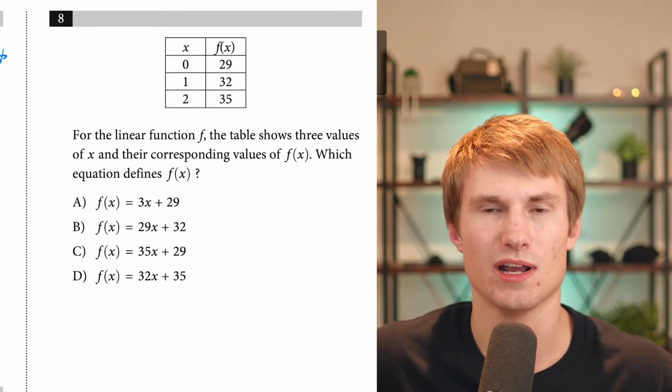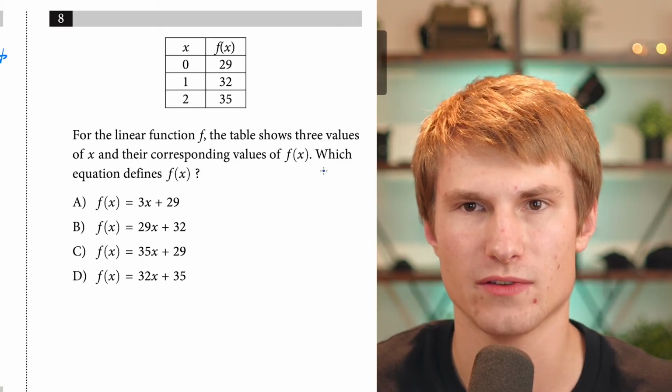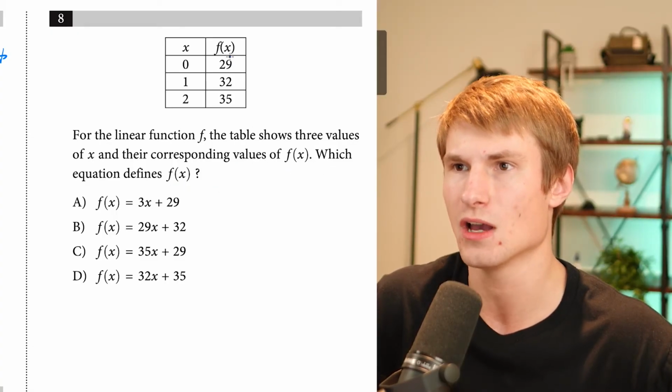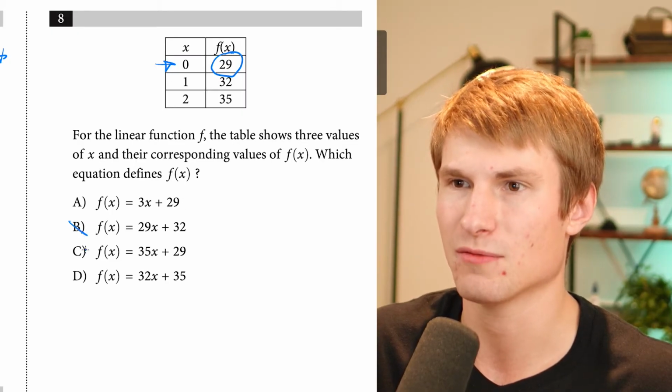Here's question number 8. We've got table x and f of x for linear function f. The table shows 3 values of x and their corresponding values of f of x. Which equation defines f of x? We have a y-intercept of 29 since that's where x is 0. So that means we can get rid of B and we can get rid of D.